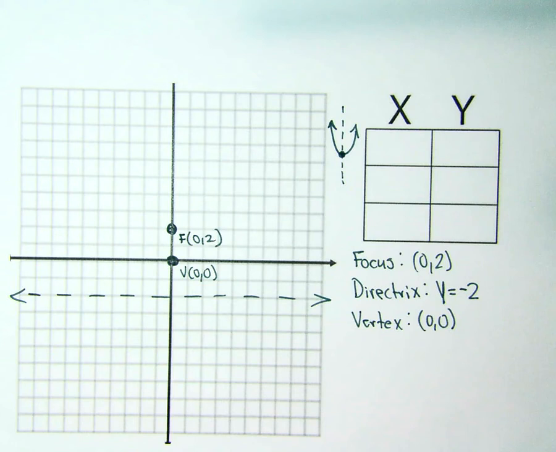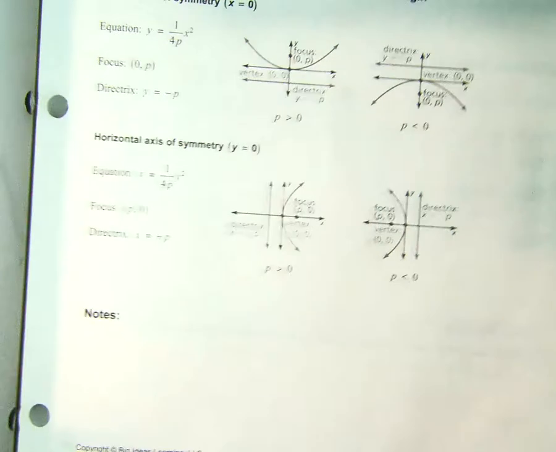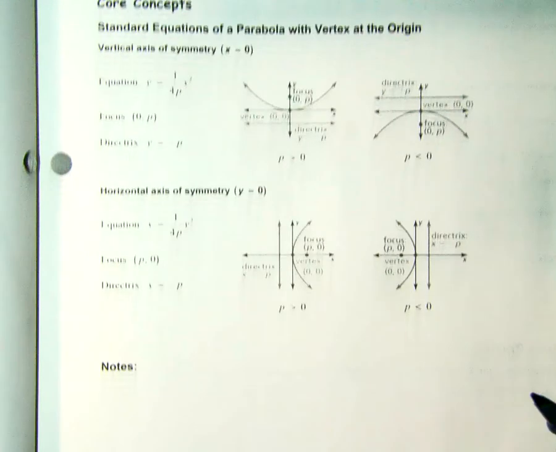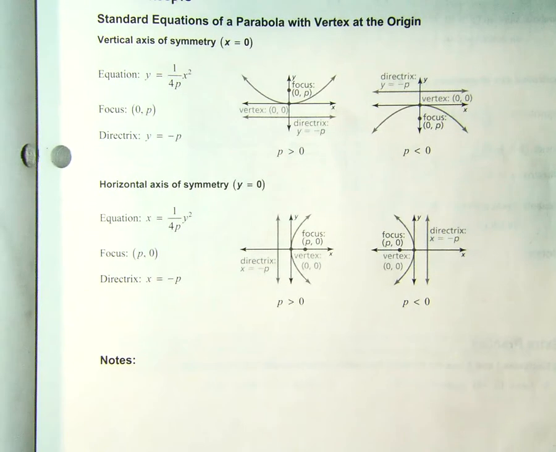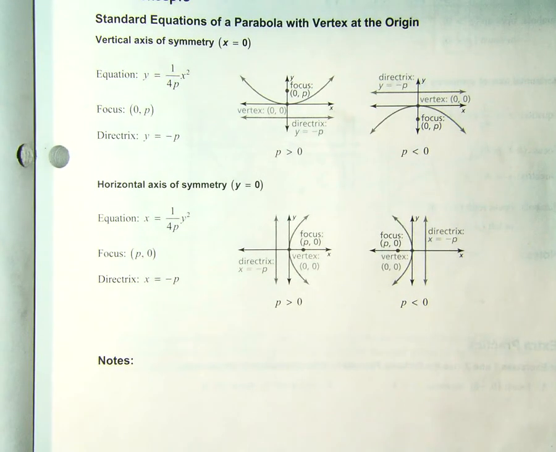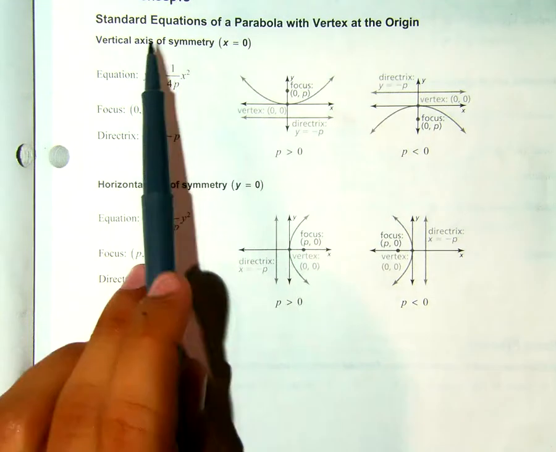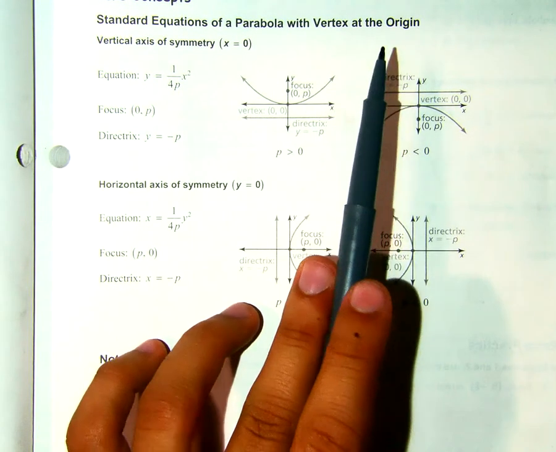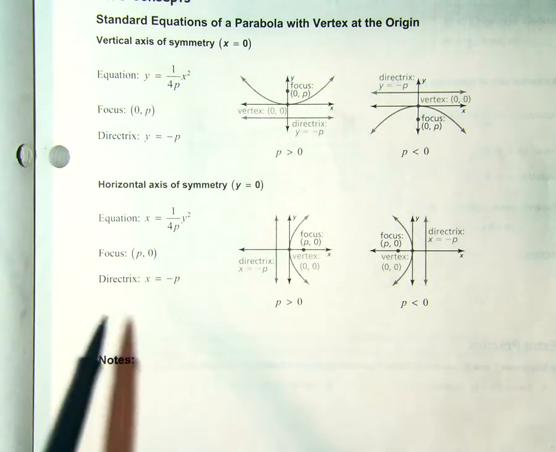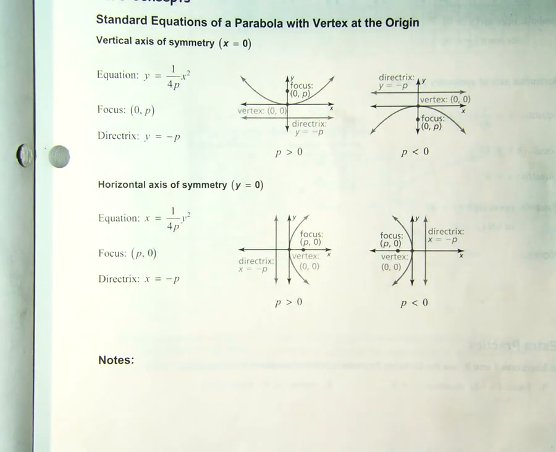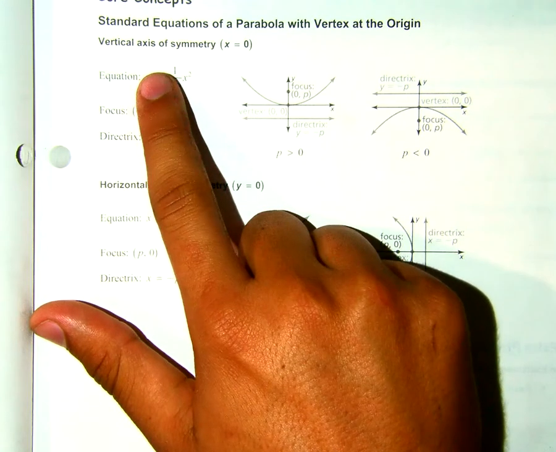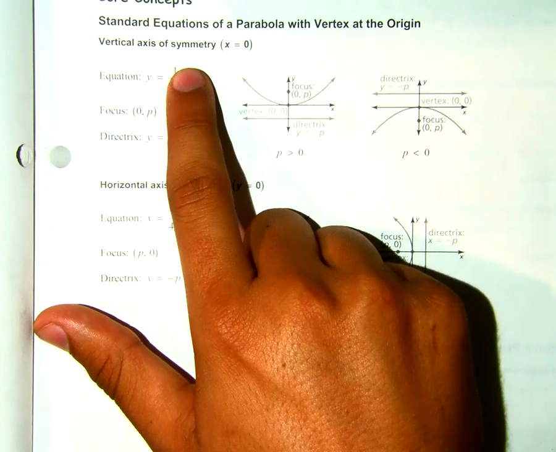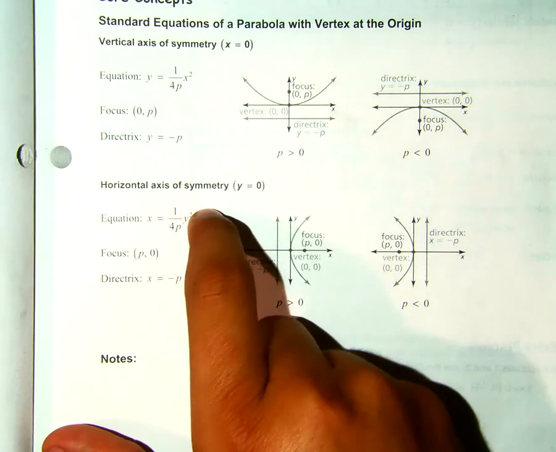Okay, so now since our vertex is at the origin, we can look here, page 67. We're going to use this as notes today. We can look here and we will see the standard equations of a parabola with a vertex at the origin. There are 2 sets: a set for when we have a vertical axis of symmetry, and a set for when we have a horizontal axis of symmetry.